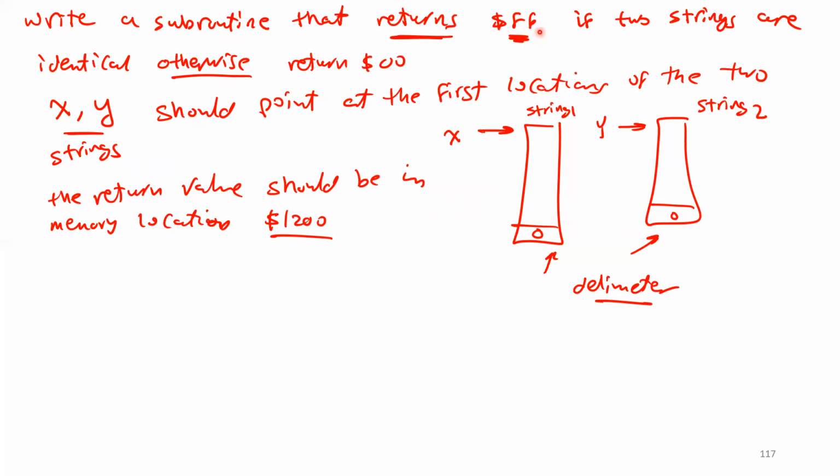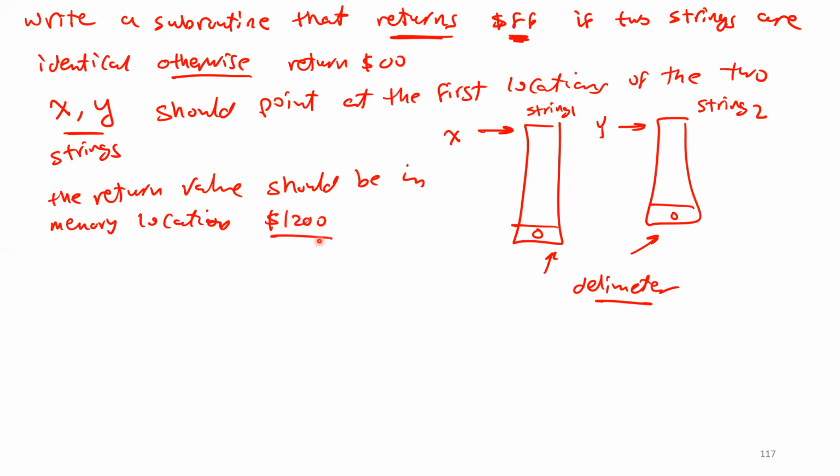It can be in a register or in a memory location again. It's up to you. You can decide. I can put the return value in register A or B, or in a memory location. Here I decided, for some reason, this was my choice, to return the value in a memory location, for example 1200, right? So the return value will be here.